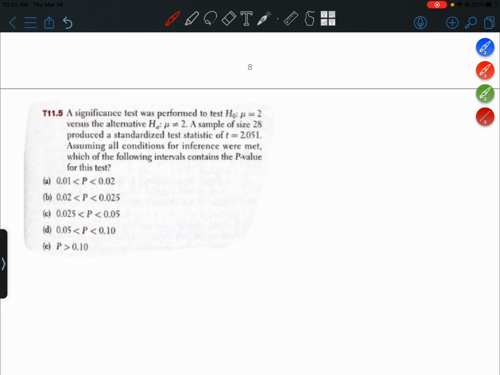All right, so let's sketch a picture of a t distribution with 27 degrees of freedom. Remember, it's going to be n minus 1. Our t distribution is centered at 0. Our test statistic is 2.051, so that'll be somewhere in the right tail.